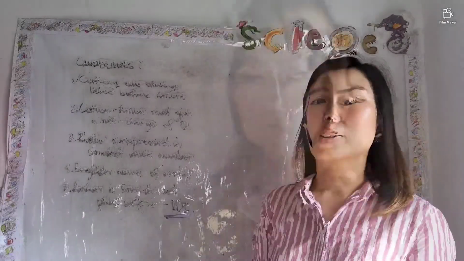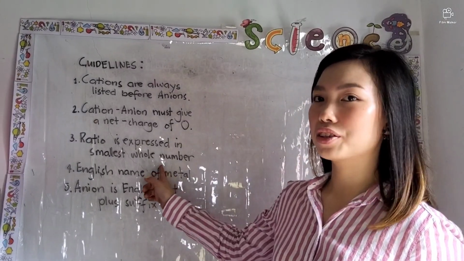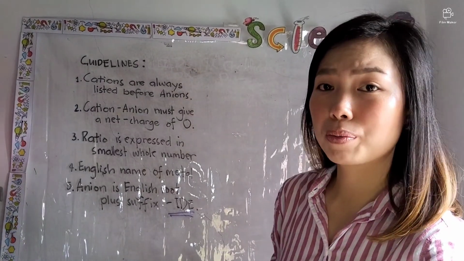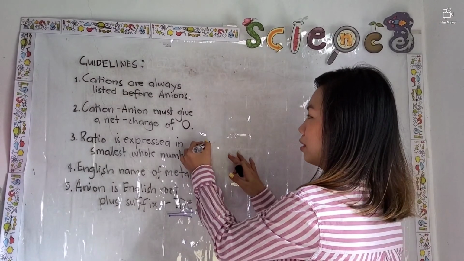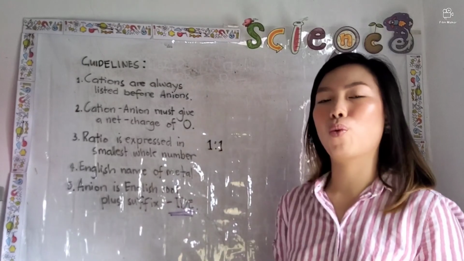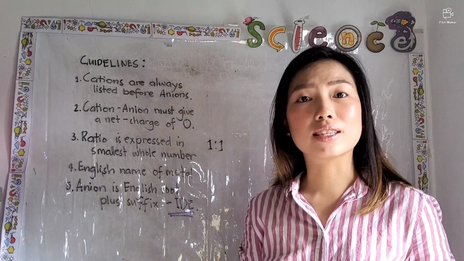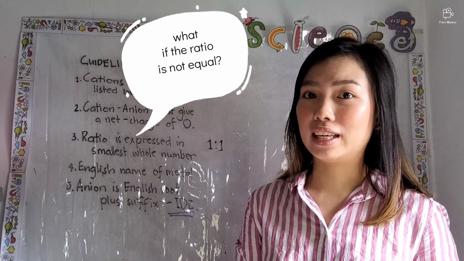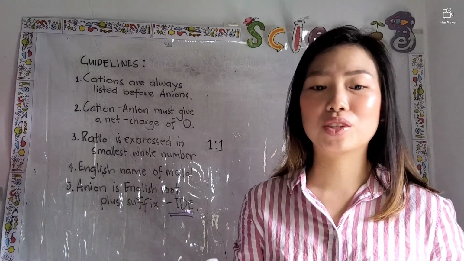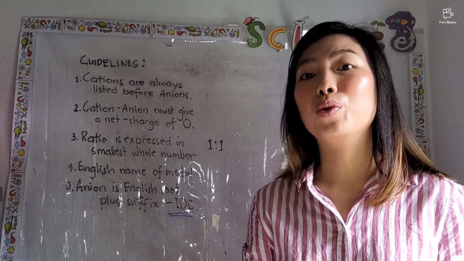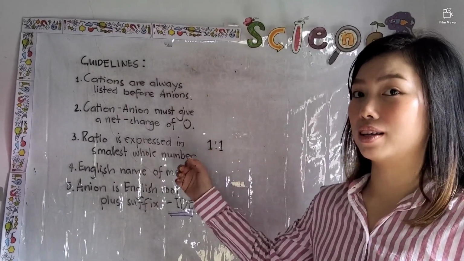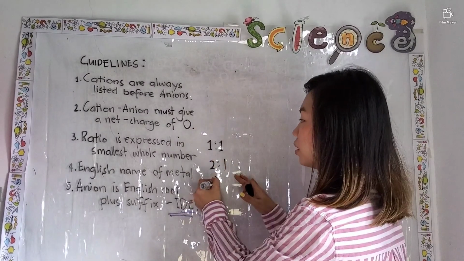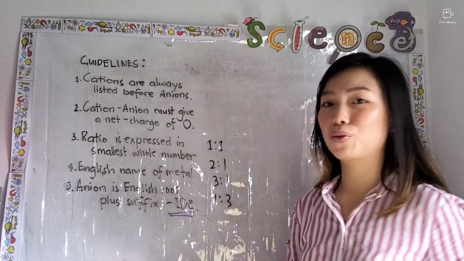Okay, according to guideline number 3, the ratio is expressed in the smallest whole number. So the ratio will be dapat parehas. It should be 1:1. But what if there is an instance na hindi 1:1 or hindi pantay ang ratio natin? Paano kung mas malaki yung isa kesa dun sa isa? What will we do if the ratio is not 1:1? Paano kung 2:1? Or 3:1? Or 1:3? Paano kung ganyan?